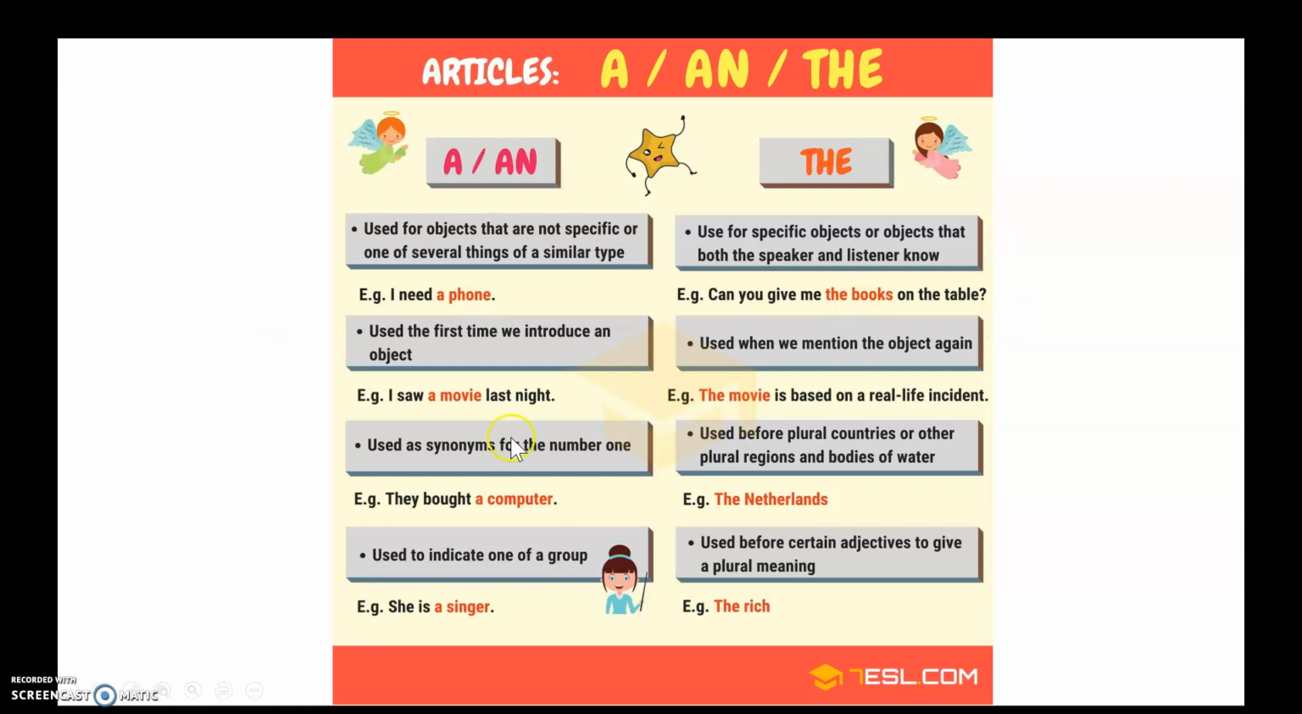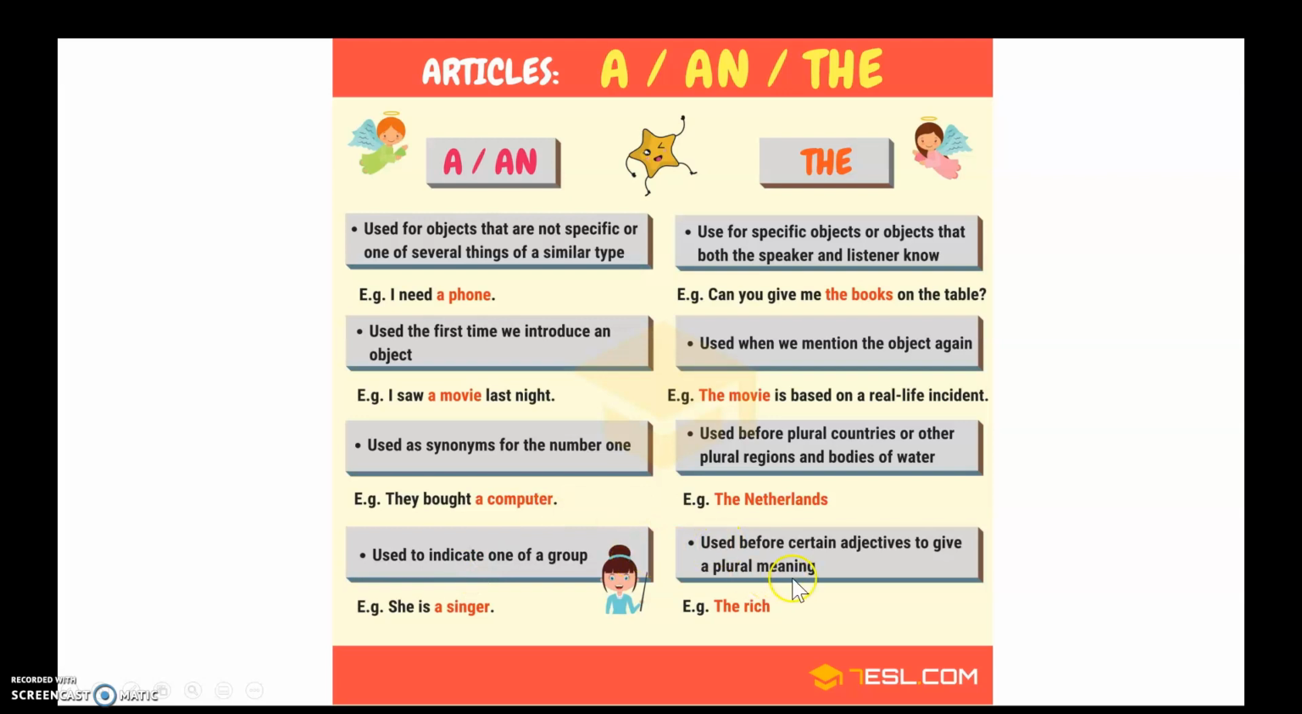So there are also some other rules here that are worth looking at. For instance, a is often used the first time we introduce an object. The is used when we mention the object again. A is often used as a synonym for the number one. You could say, I have a cat, I have one cat. They kind of work the same way. A is often used for one of a group. He is a member of the team.